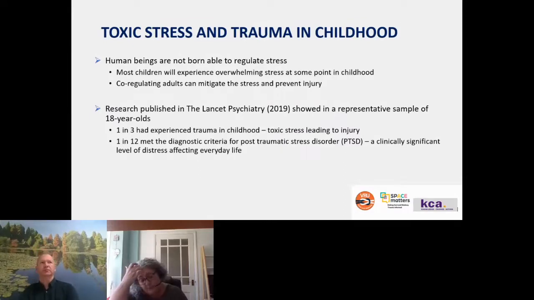So as humans, we're not born knowing how to regulate stress. Most children experience overwhelming stress at some point, even when we don't put that stress on them. Let's think about the terrible twos and the sort of overwhelming tantrums that children have at that age. In most situations, an adult or a parent will be able to support that child to co-regulate. But imagine if that didn't happen. Imagine how the stress might build up for that child.